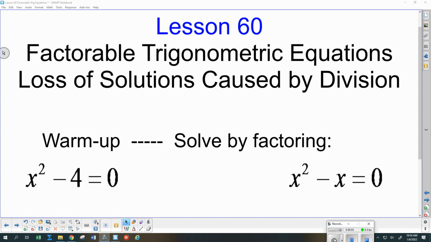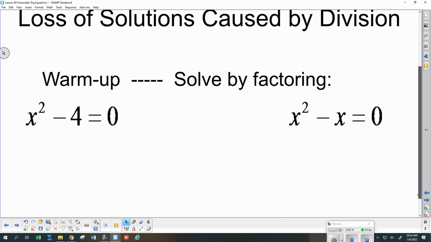So, as I just said when I asked you to do these as warm-ups, the main thing that we are doing today is to solve trig equations by factoring them to figure out what our solutions are. So just reviewing a couple of our factoring methods as we begin, who can tell me how to factor this first one?